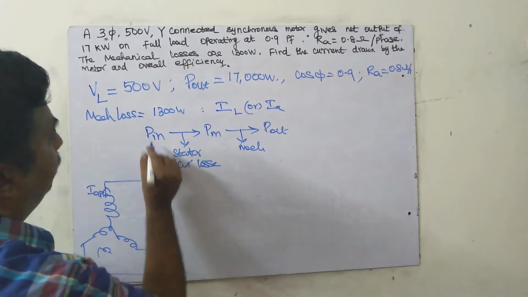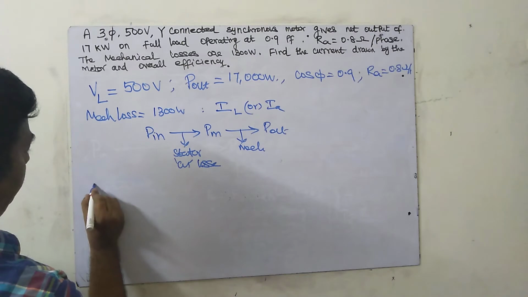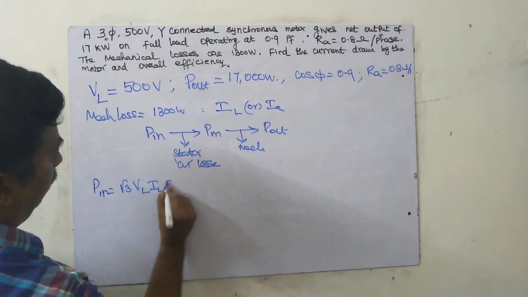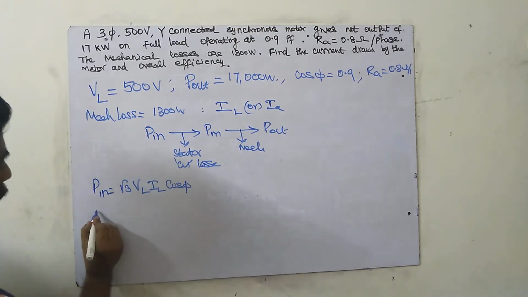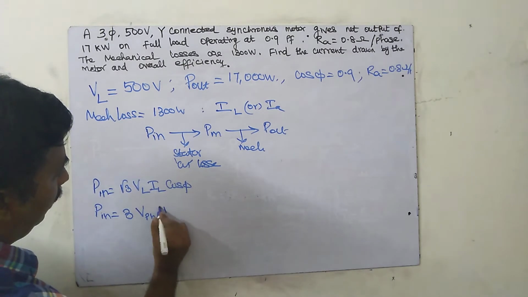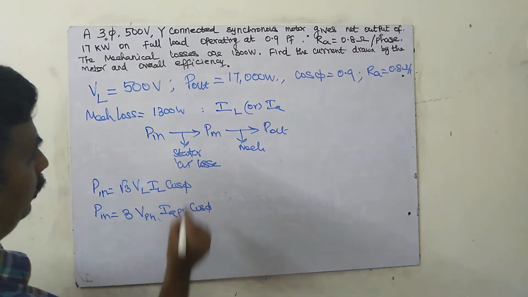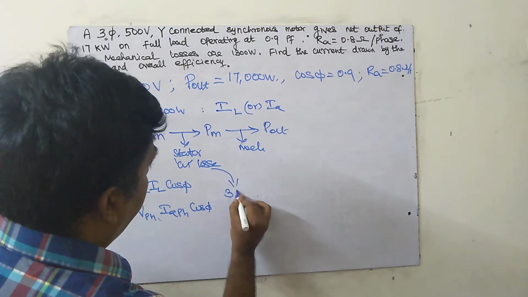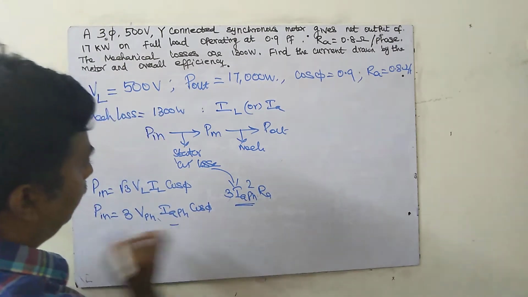What is the input power? We know the formula: P in equals root 3 into VL IL cos phi. Here this is the unknown quantity. So I am writing in terms of phase value: 3 into V phase into IA phase into cos phi. This is the unknown quantity. What are the stator copper losses? Stator copper losses equal 3 into IA phase square into RA. See, both are unknown quantities.